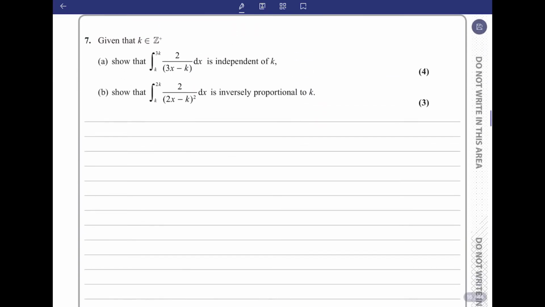Right, now we've got some integration. We're given a positive integer k. This means k is 1, 2, 3, and so on. This notation just means k can be any of these. Now we're asked to show that this integral is independent of k. What we mean by independent is that the final answer doesn't depend on k. So let's do this integral.